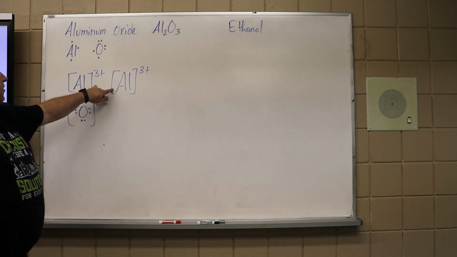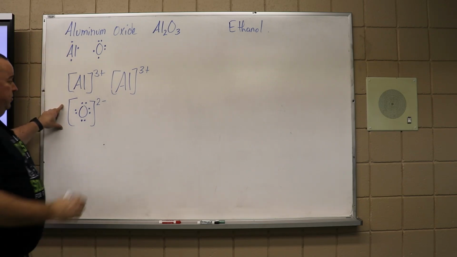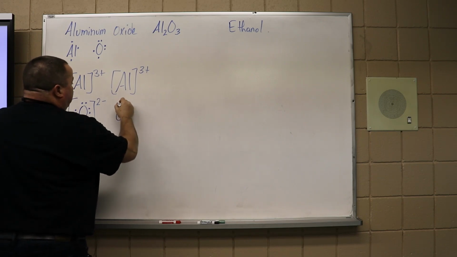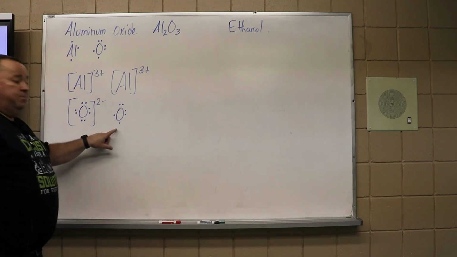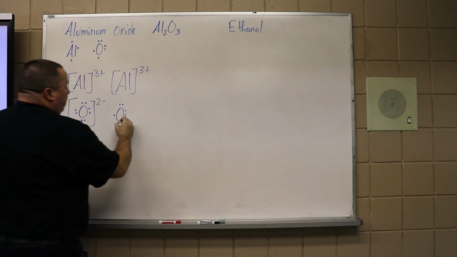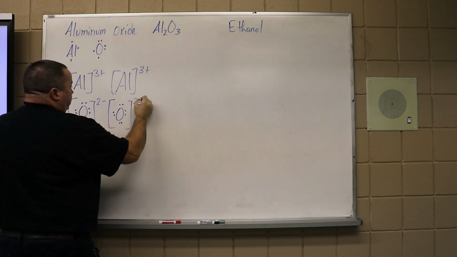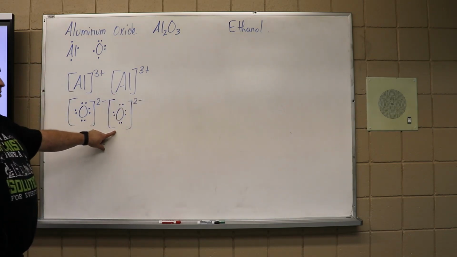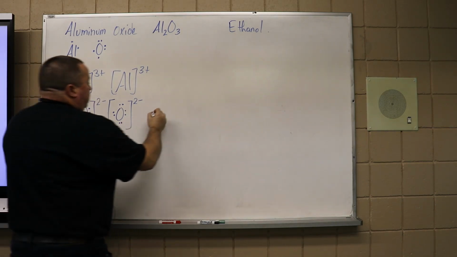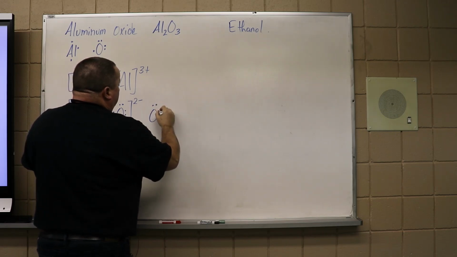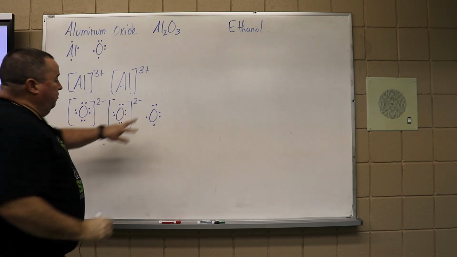These aluminums together have lost 6 valence electrons. This oxygen only accepted 2. If I write another oxygen with its 2 lone pairs and 2 bonding electrons, this oxygen can receive 2 more. We've now accepted 4 of the 6 electrons that were lost by the aluminums. When I put in the third and final oxygen, it's able to accept the last 2 electrons.